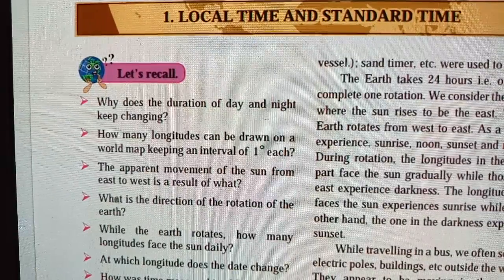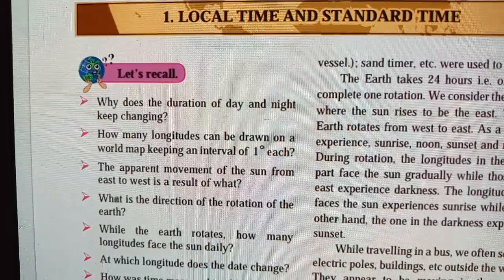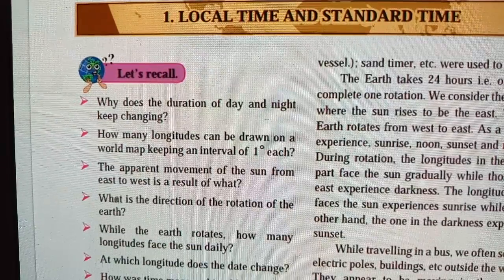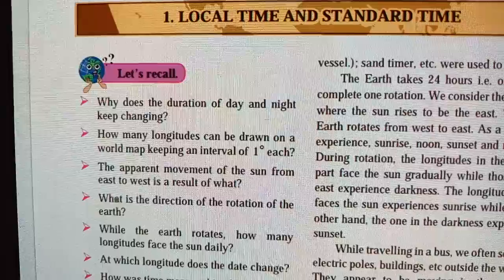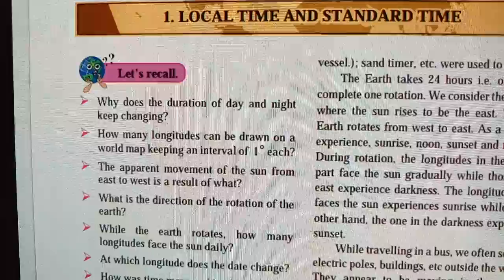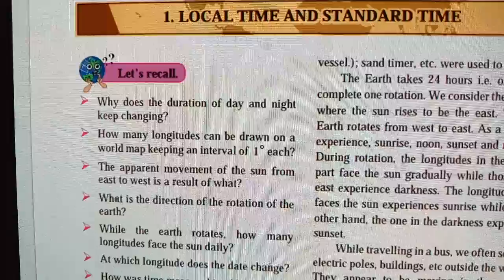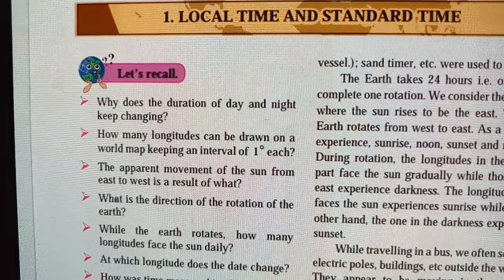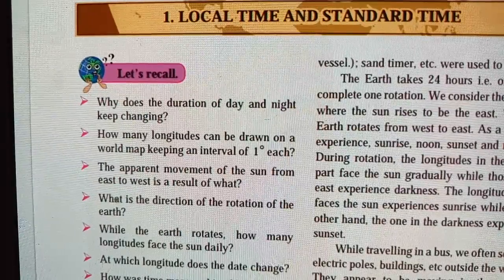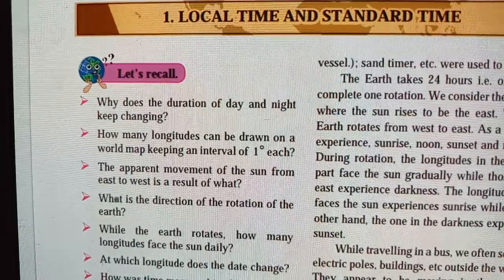Third is, the apparent movement of the sun from east to west is the result of what? As you all know, it is the result of the rotation of the Earth. Because of the rotation of the Earth, the sun appears to move from east to west. Remember this, this question is very important for you. Fourth, what is the direction of the rotation of the Earth? The direction of rotation of the Earth is from west to east. This you have to remember.